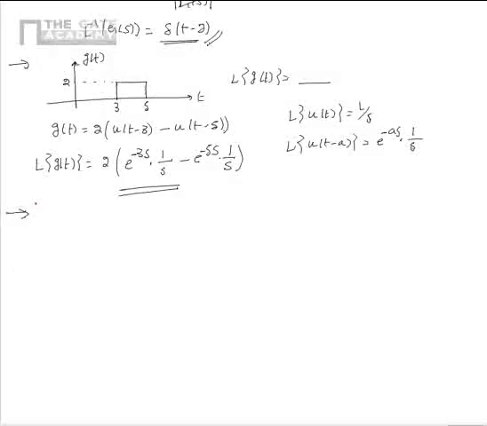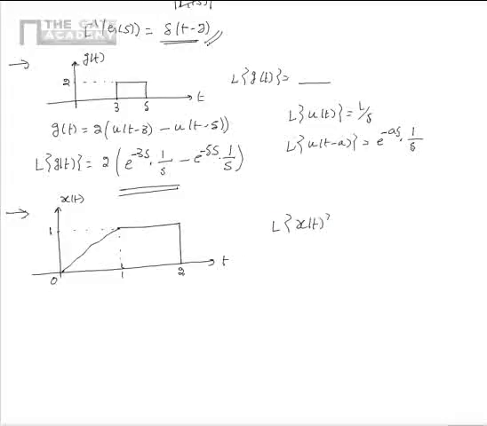Now let us look into another problem as per which there is a signal x of t which is as shown. x of t is a ramp from t equal to 0 to 1 second, and it has a magnitude of 1, and its value is constant from t is equal to 1 to t is equal to 2. We need to find the Laplace transform of x of t.